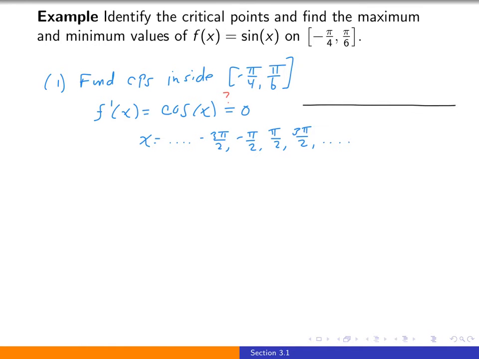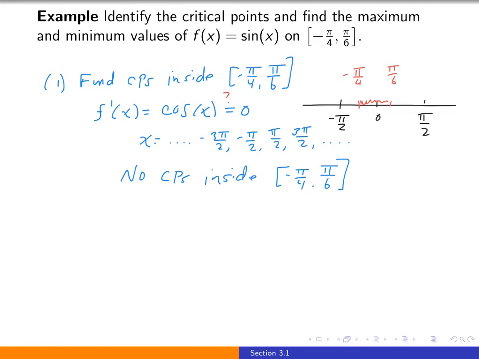So we have critical points. So let's see, if we're at 0, we have a critical point at minus pi over 2 for the function, and positive pi over 2. But our interval is from minus pi over 4 up to pi over 6. So the interval that we are interested in does not contain any critical points. So in this case, we would just simply say no critical points inside our interval. So inside that interval from minus pi over 4 to pi over 6.